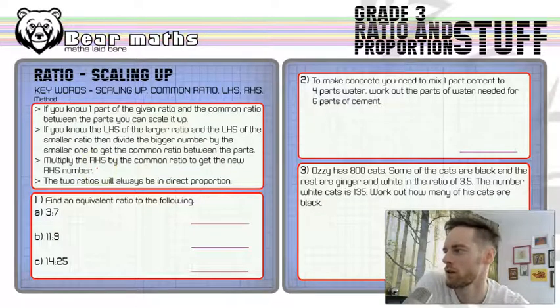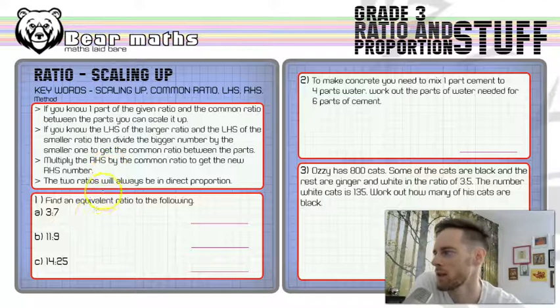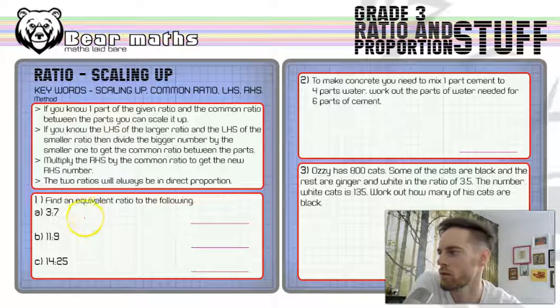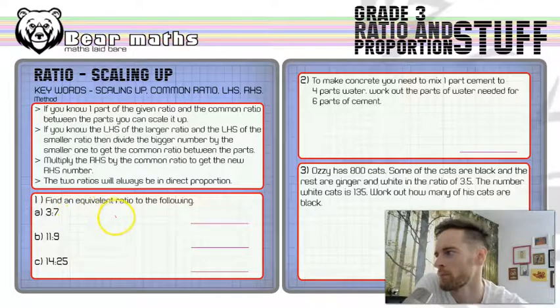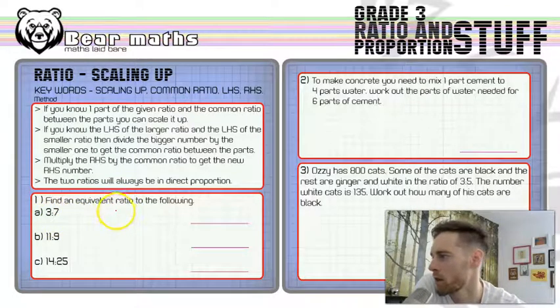So first question, all we're being required to do here is not really use this method particularly. It is to find an equivalent ratio to the following. Just like equivalent fractions, we can just multiply by whatever number we want to. But both sides have to be multiplied by the same thing to keep them in direct proportion with one another, otherwise it's going to be out of proportion. So 3, I'm going to multiply by 2, just going to multiply both those numbers by 2 just because it's the smallest number that we can multiply them by.